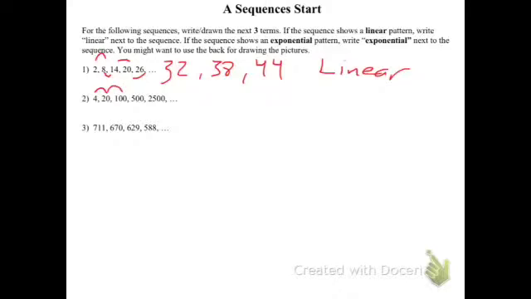Okay, on number 2 here, to go from 4 to 20, you either add 16 or times by 5. And to go from 20 to 80, you would times by 5. So it's looking like I'm timesing by 5 on each step here.